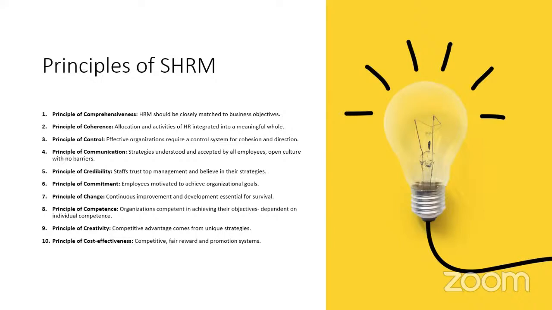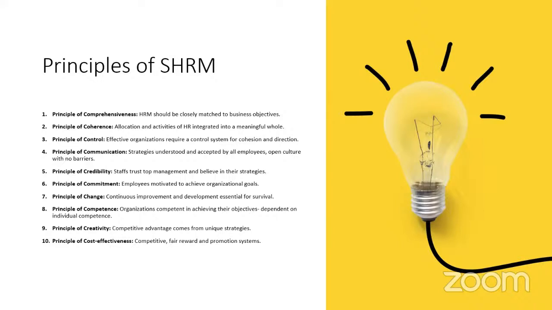We have the principle of comprehensiveness: HRM should be closely matched to business objectives. That's one. Then we have the principle of coherence: allocation and activities of HR integrated into a meaningful whole. So every HR bundle should be meaningful. Number three, principle of control: effective organizations require a control system of cohesion and direction. You have the principle of communication: strategies understood and accepted by all employees, an open culture with no barriers.